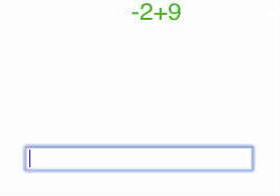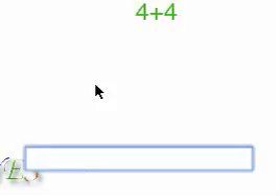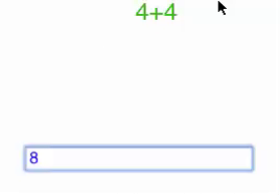So negative 2 and 9 is going to be the difference between negative 2 and 9 is 7. Now remember, these are fighting. The negative and the positive are fighting, and the positive's bigger, so it wins. Not fighting. Tug of war. It's a lot more fun. Okay, 4 and 4 is 8.